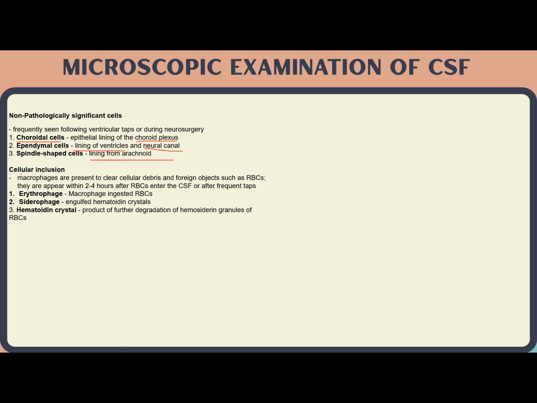Then we have your cellular inclusions. So what are these cellular inclusions, class? These are macrophages that are present to clear cellular debris and foreign objects such as red blood cells. They appear again within 2 to 4 hours after RBCs enter the CSF. So if it's an erythrophage, class, erythrophage is simply a macrophage that has ingested red blood cells. Siderophages, class, are macrophages that have engulfed hematoidin crystals. Now hematoidin crystals, class, are the product of further degradation of hemosiderin granules of red blood cells.